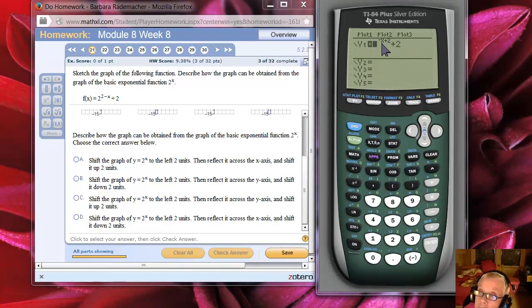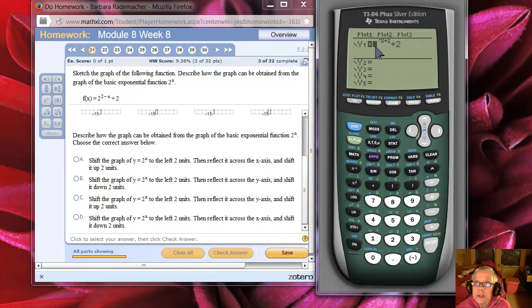right? If you have a negative in front of your x, that flips the graph sideways around the y-axis, and then a plus 2 where the x is means you're going to move the graph 2 to the left, and then a plus 2 outside of that says you're going to move the graph up 2 places. Think of this power, negative x plus 2, as being in parentheses.